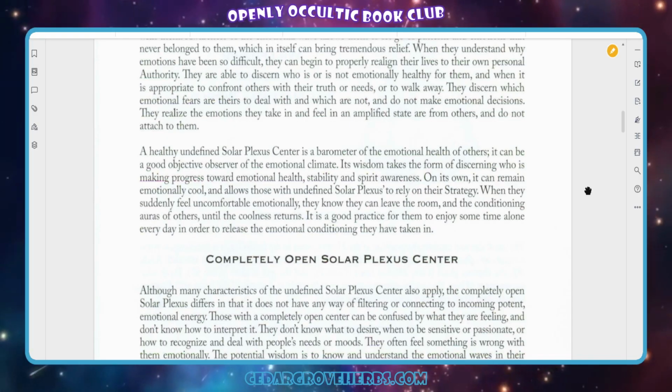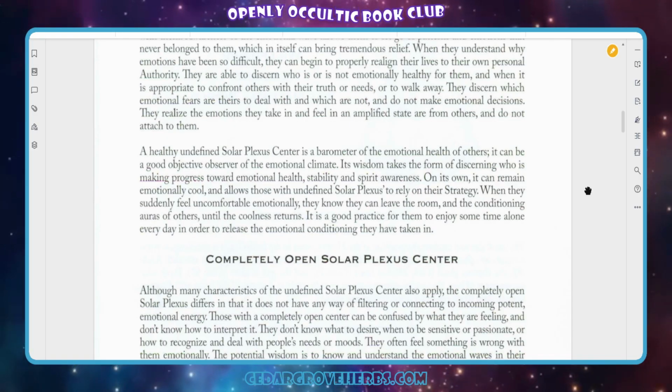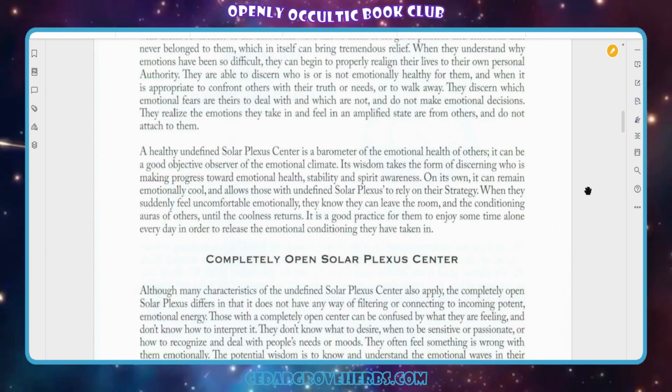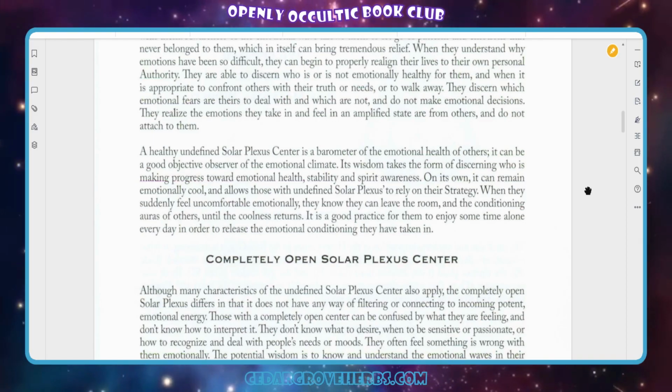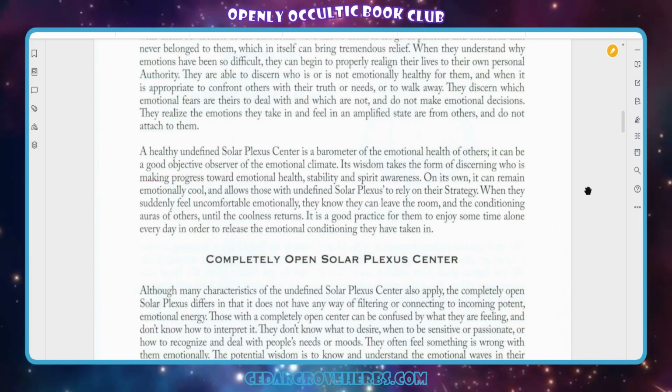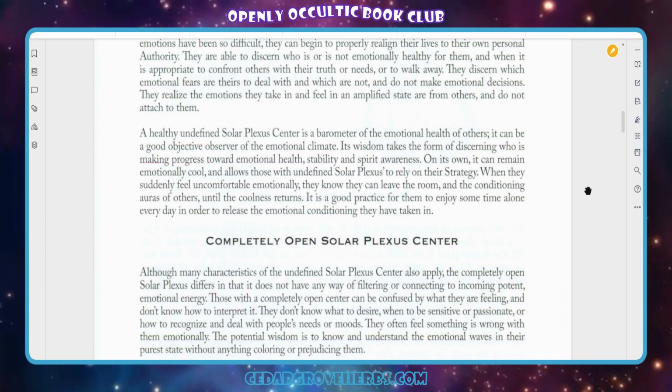When they suddenly feel uncomfortable emotionally, they know they can leave the room and the conditioning auras of others until the coolness returns. It's a good practice for them to enjoy some time alone every day in order to release the emotional conditioning that they've taken in.